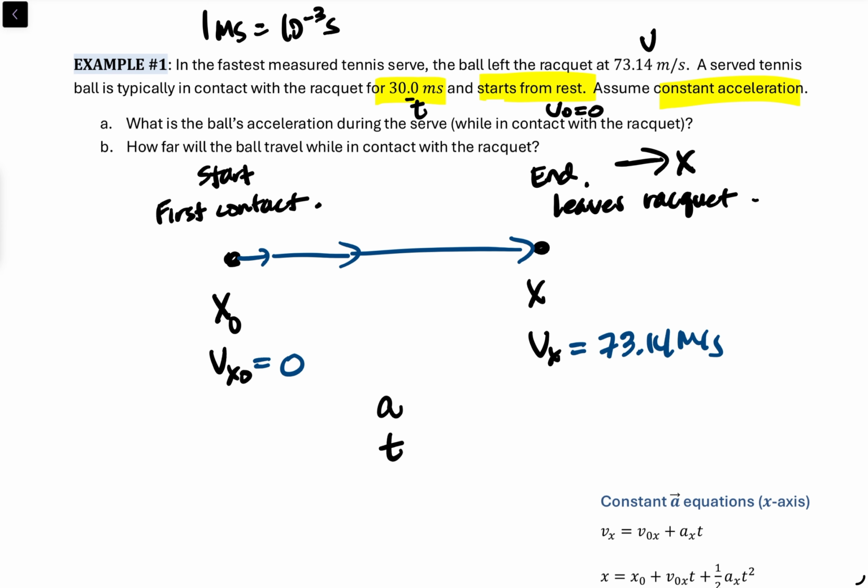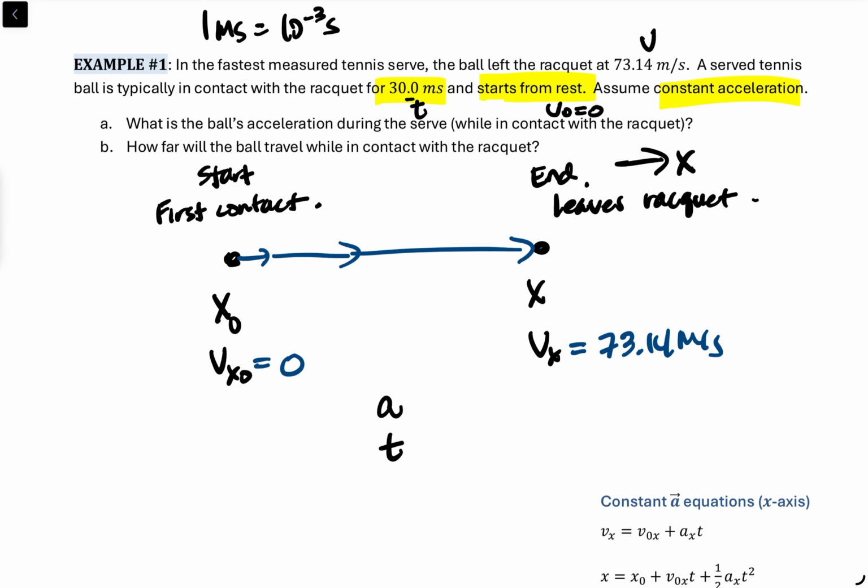One of the things you want to do with your picture is be able to come back, and if you look at this, say next week, you should be able to look at your picture and really quickly know what the problem was about, right? So you should be able to look at the picture and say, oh, something was speeding up. It started at rest. It had some speed when it was leaving. And as we put more information in, you should also be able to tell from your picture what we're trying to solve for.